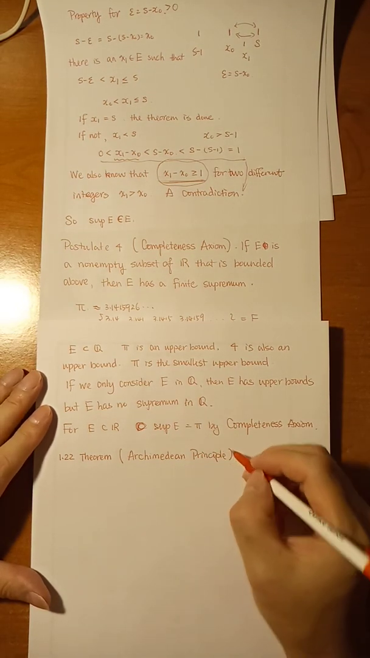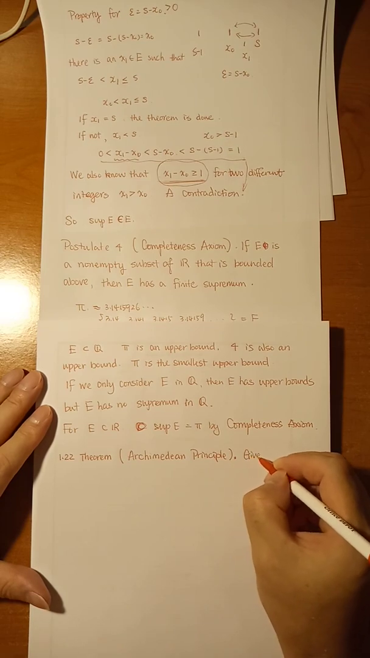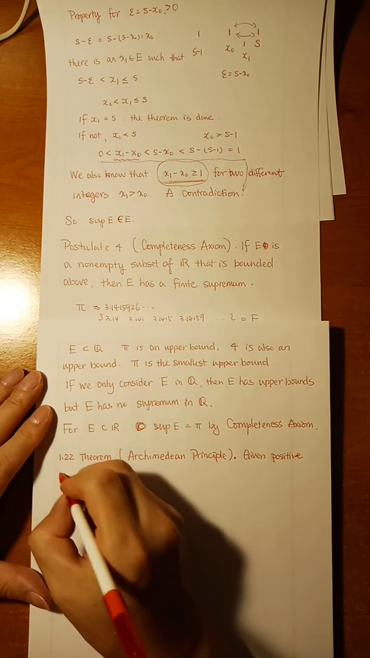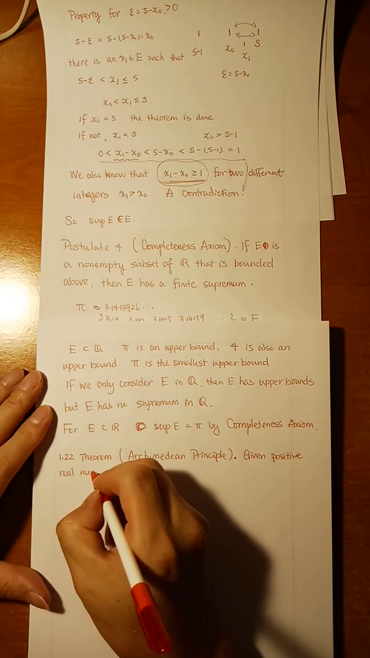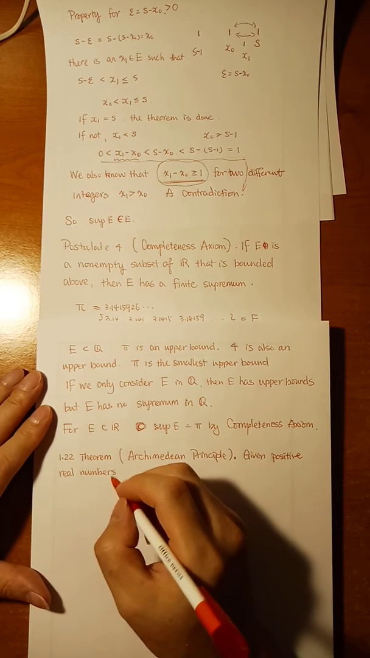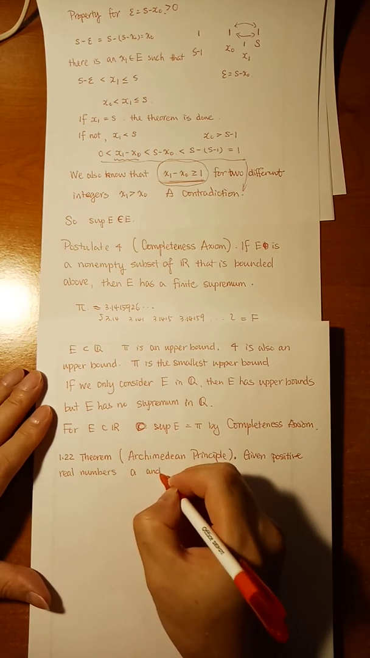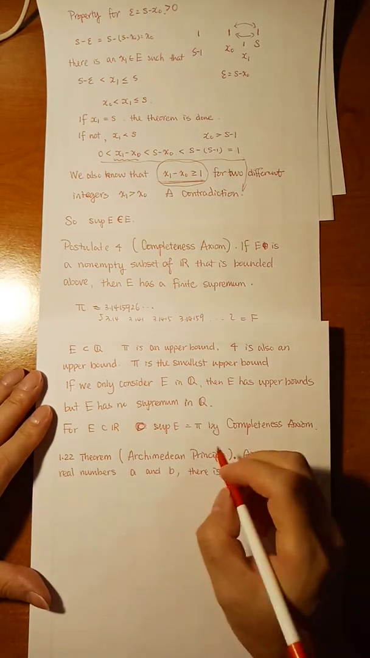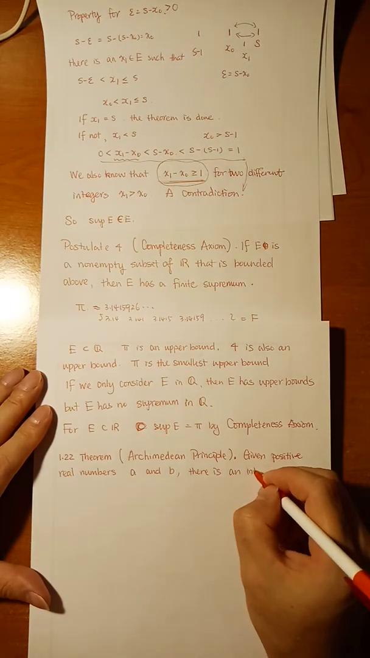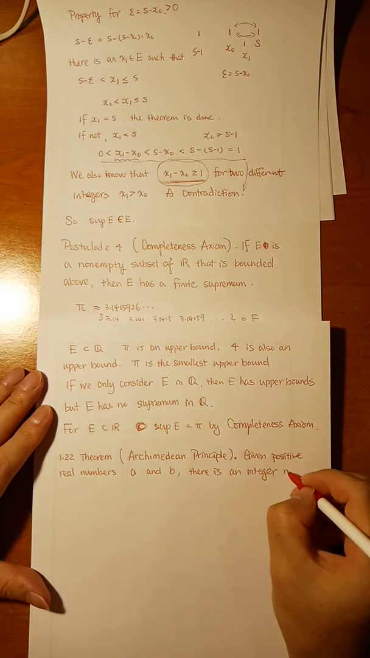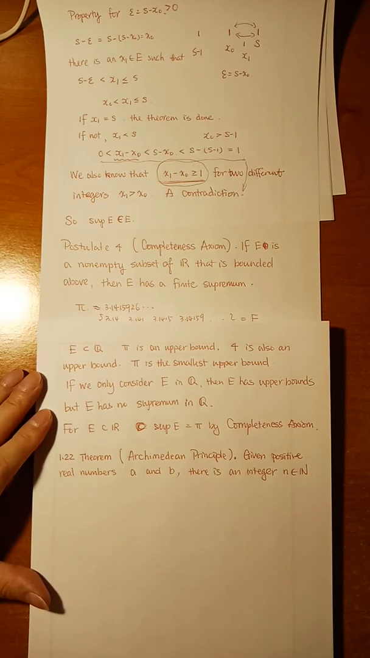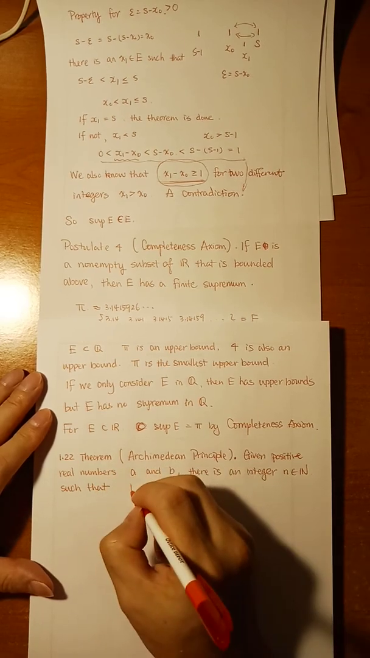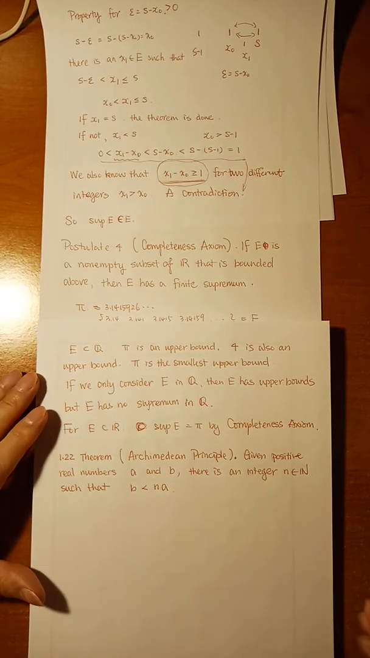Archimedean principle. Let's see what is Archimedean principle. Given positive real numbers A and B, there is an integer n from the natural numbers such that B is less than n times A.